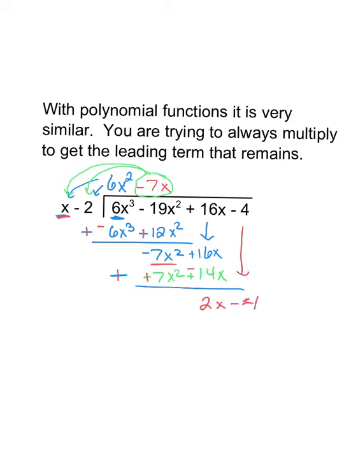This becomes negative 4. Once again, we're going to look at this first term here and this term here. So x times what gives me 2x. Hopefully you pick 2. Now when I multiply, 2 times x is 2x. 2 times negative 2 is negative 4. And when I go to subtract, again, I always keep change. 2 plus negative 2 is 0, and negative 4 plus 4 is 0. So when I divide, my answer here is that top, which is 6x squared minus 7x plus 2.